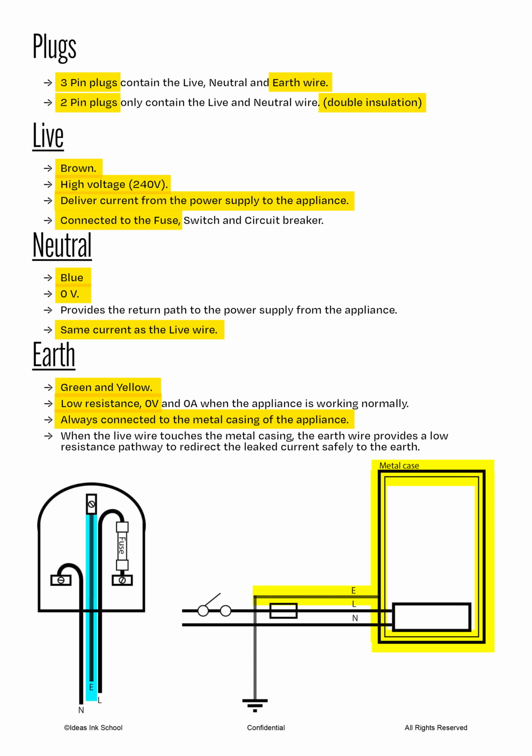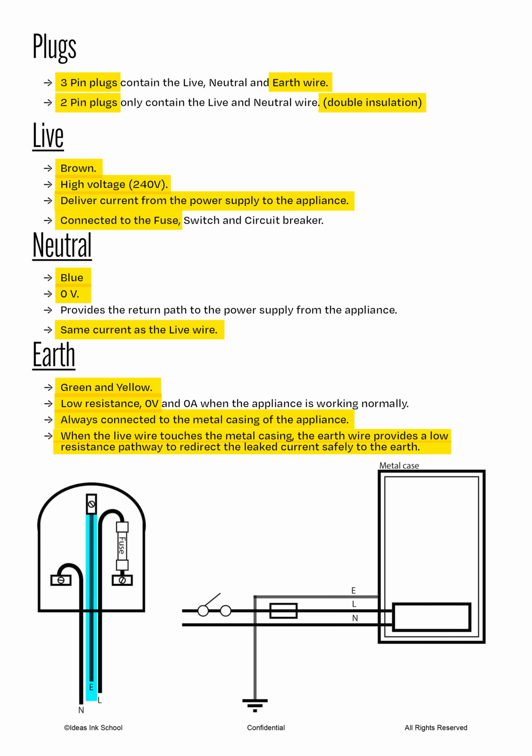These properties are important because when the live wire touches the metal casing, the earth wire will then provide a low resistance pathway to redirect any leak current safely to the earth. If the appliance is working normally, there should be no current flowing through the earth wire. For more information about how the wires are connected, please pause the audio and study the diagrams in the notes.